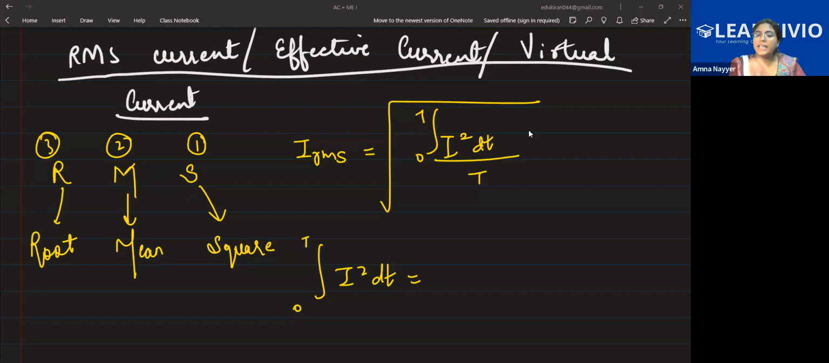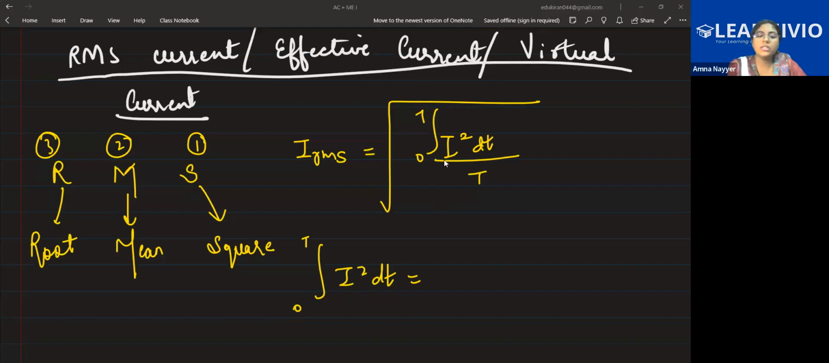Yeah, so let us solve the I square dt part, because if I'm going to solve everything in this, it is going to be very congested. So you'll not be able to understand. So I'm going to solve this part first, that is the integral of I square dt from 0 to t. Okay, that's how I'm going to adjust it.